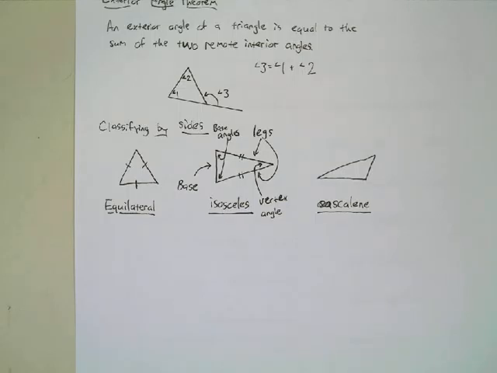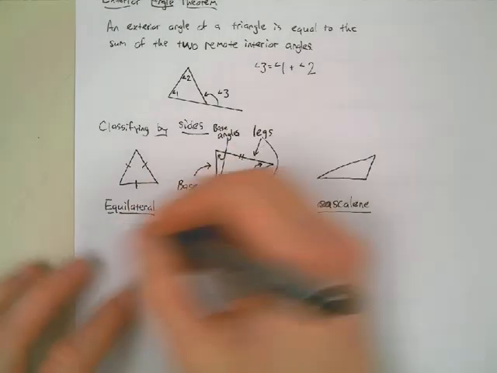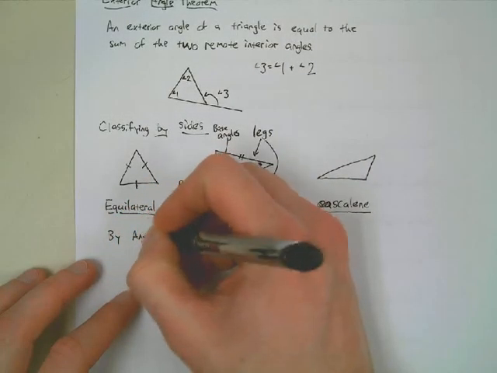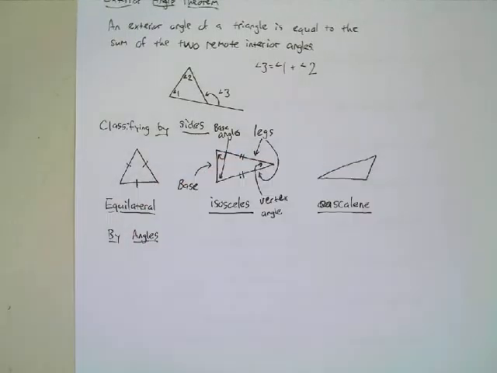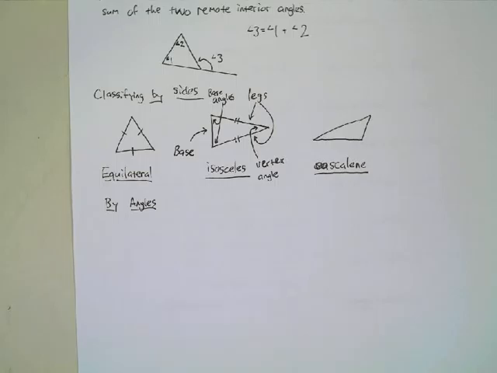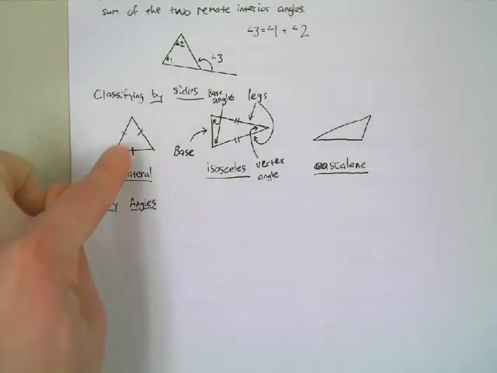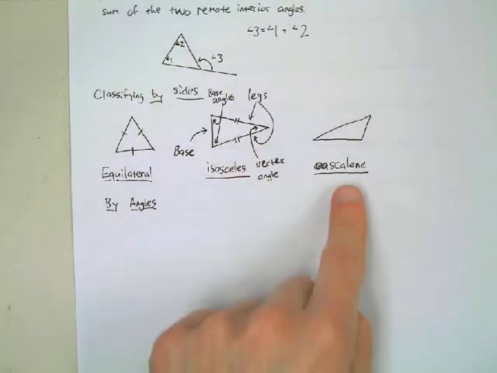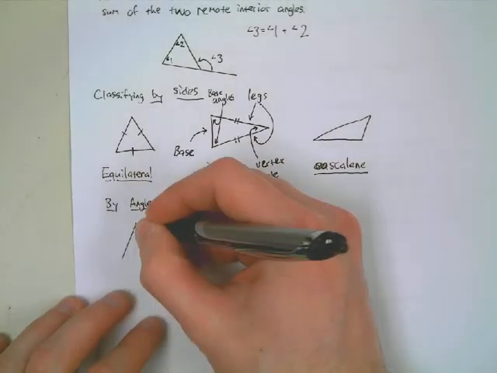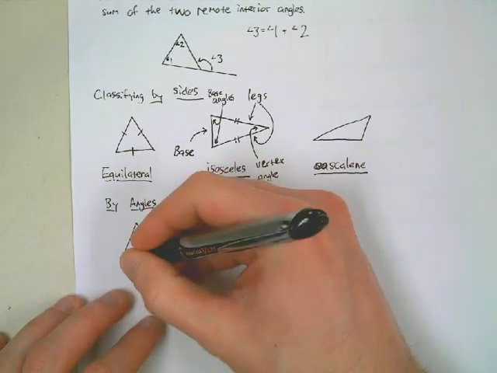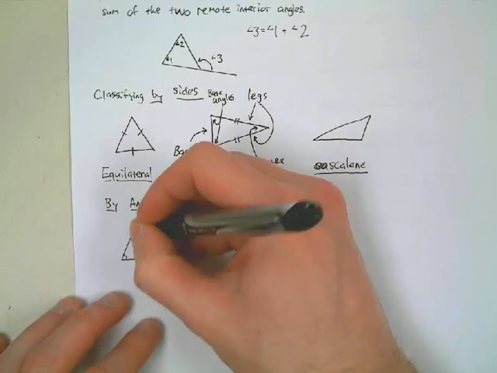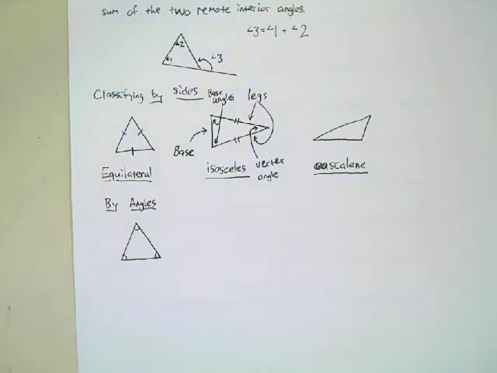All right, so that's how you classify by side. Let's also look at classifying by angles. All right, so that's all the different ways you can classify by sides. All 3 sides congruent, only 2 sides congruent, no sides congruent. And then finally by angles, well, we'll draw another similar shape to what we just saw up there. Okay. So there's our next triangle.